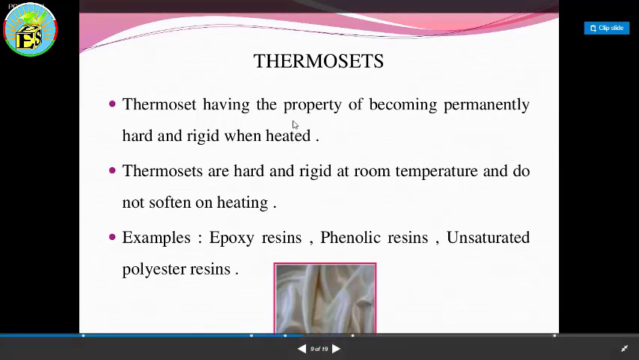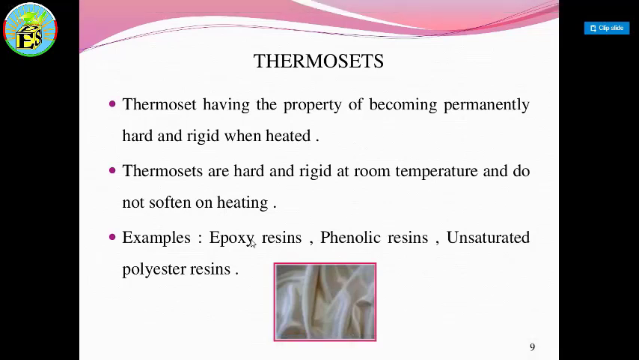Thermosets. Thermosets have the property of becoming permanently hard and rigid when heated. Thermosets are hard and rigid at room temperature and do not soften on heating. For example, epoxy resin, phenolic resin, unsaturated polyester resin. Thermosets are those polymers which, even if you heat them, will remain hard; they will not become soft.